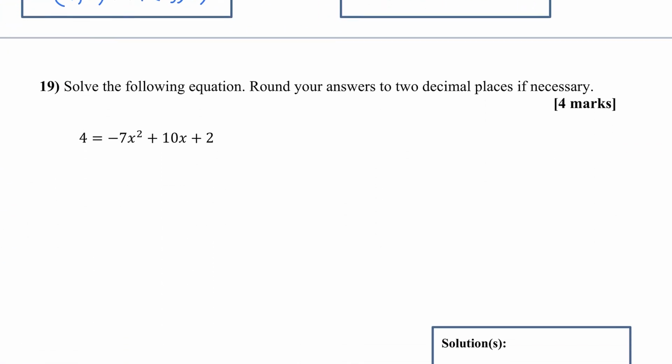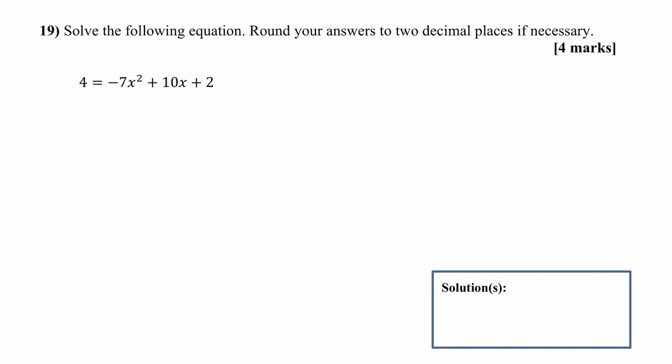Let's move on to question 19. It says, solve the following equation. Round your answer to 2 decimal places if necessary. Whenever solving a quadratic equation, the first step should be setting it equal to 0. So let's move the 4 to the other side and collect it with that 2. And now, when solving a quadratic, you should always try to solve it by factoring first.